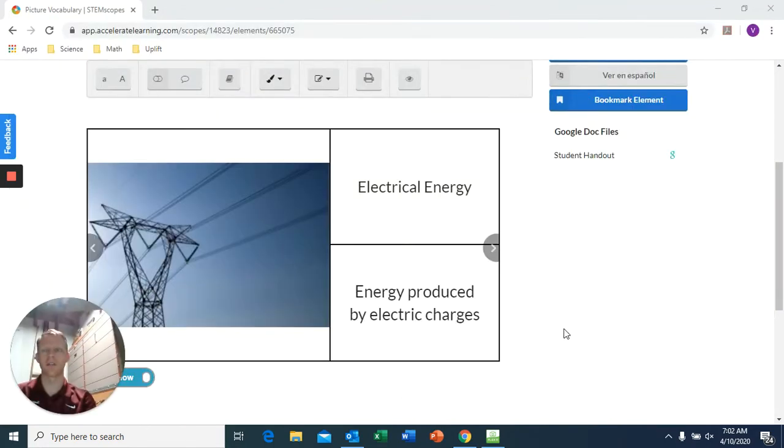The first type of energy that we're going to review today is electrical energy. We should remember that electrical energy is energy produced by electric charges. We know that most of the appliances, the lamps, the other lights, our computers, our phones, they all work because of electrical energy. Without it, most of the things that we use would not exist.